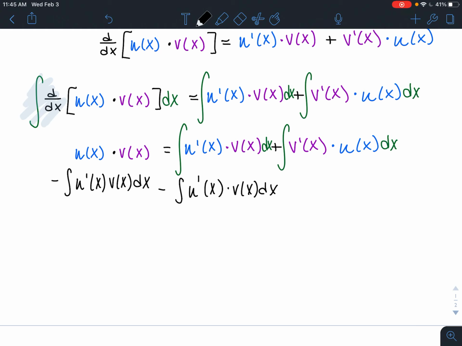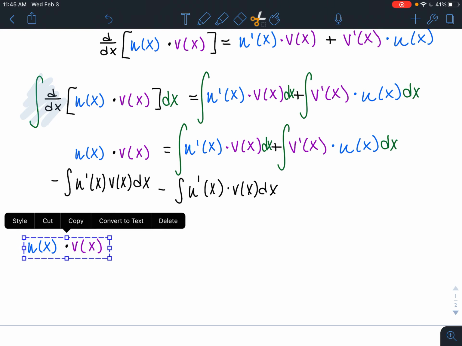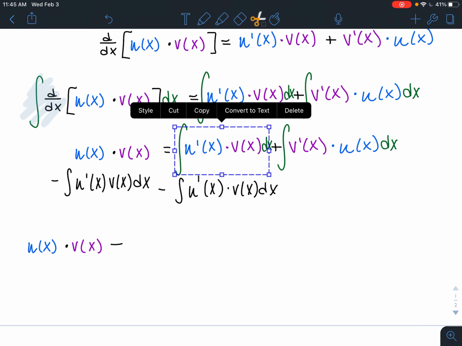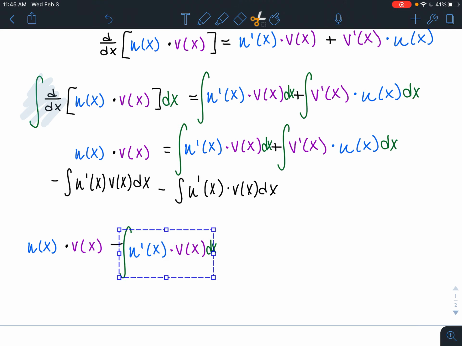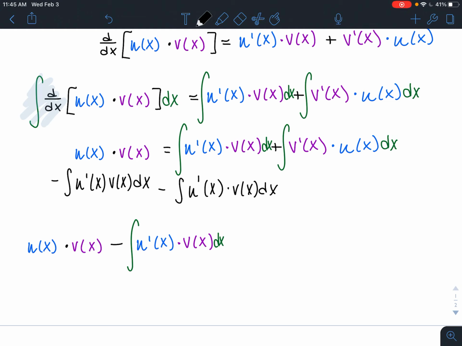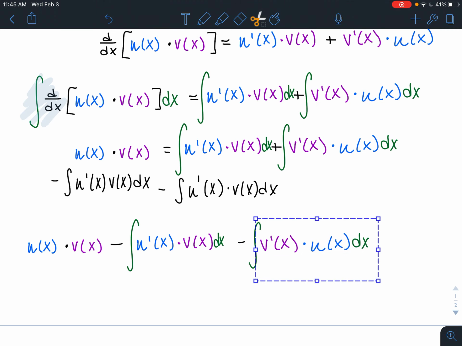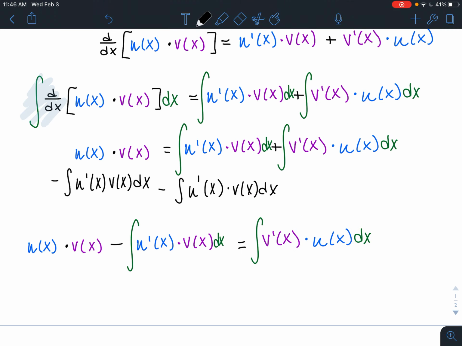Okay. So when I do this, I'm going to get u times v minus, I'm going to cheat just so it's color-coded already for me, minus the integral of u prime times v of x equals this integral. Now this is backwards to the way that I wrote it. That should be an equal sign, not a minus sign.